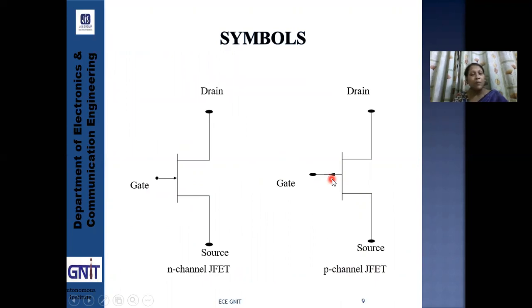It is similar to the bipolar junction transistor, because in a BJT, we know that if the arrow is inward in the emitter terminal, then it is P type, and if the arrow is outward in the emitter terminal, then it is N type. But here it is just opposite. Inward arrow signifies that it is N-channel JFET, and outward arrow indicates that it is P-channel JFET. This is gate, this is drain, and this is source. Upper one is always the drain terminal and lower one is always the source terminal.